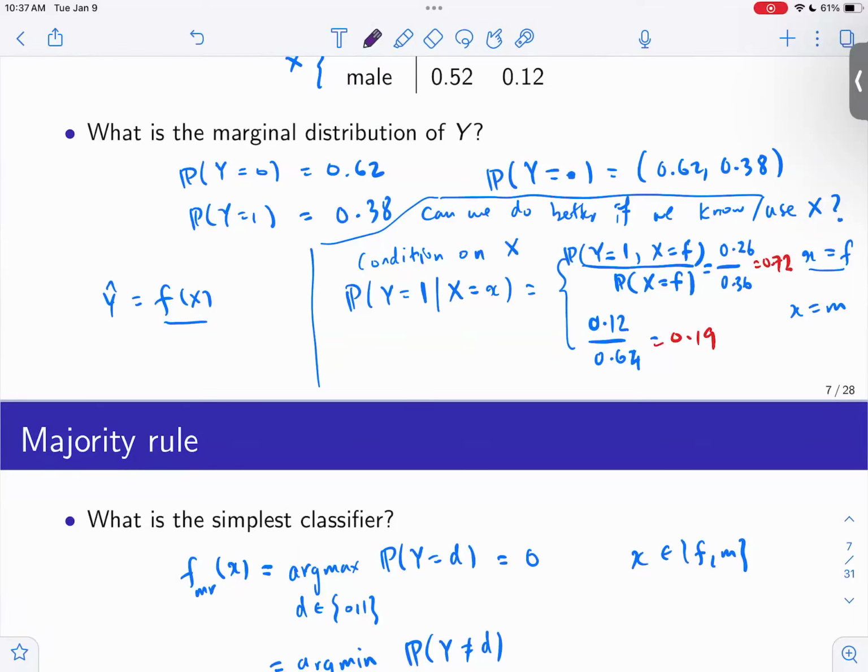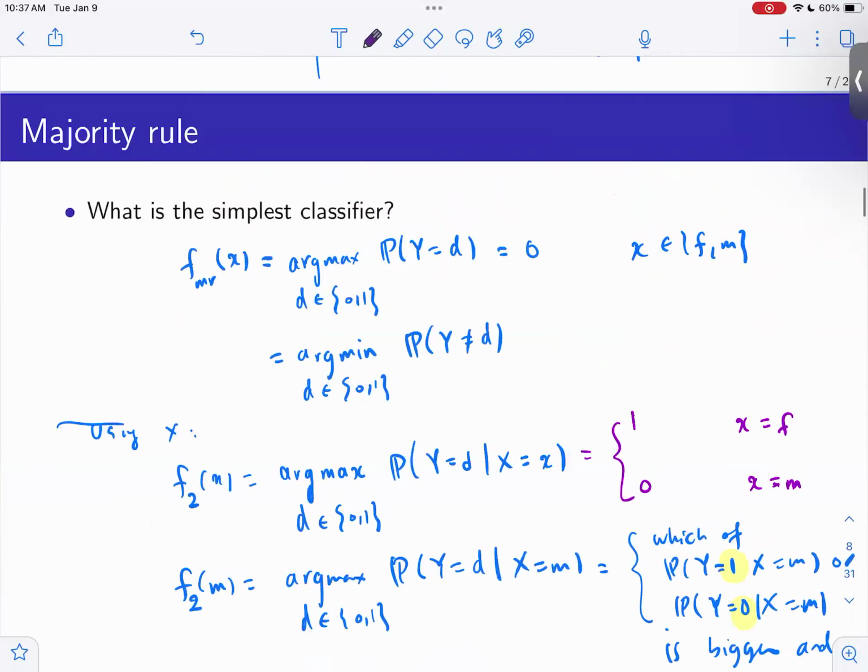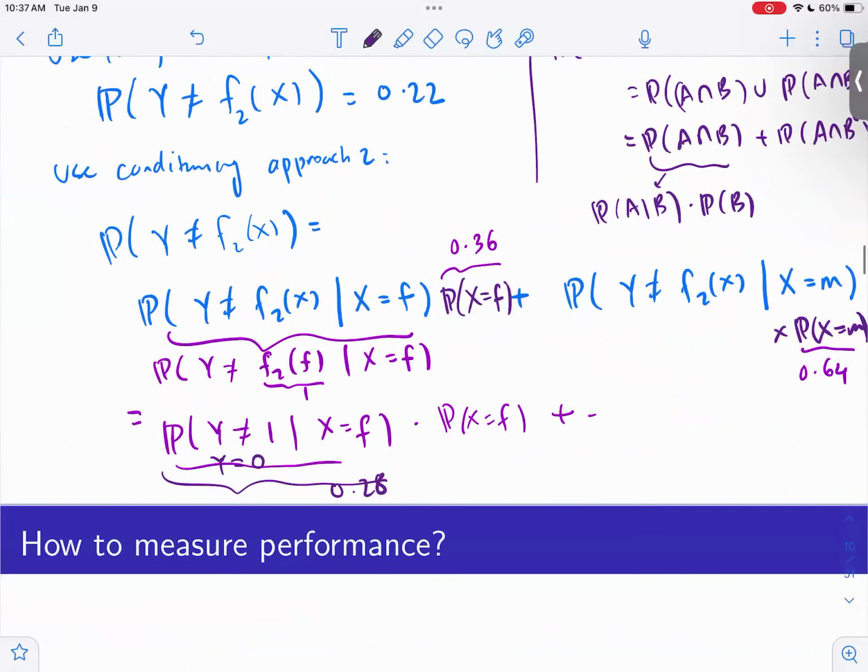The other one is going to be the complement of this. Sorry, our decision is, okay, that's problematic. So it's going to be 0.28. This is going to be the probability that y is not equal to the decision, in this case 0, times the probability that x is equal to m. So this was 0.36, this is 0.64. This is the probability that y is not equal to 0, which is the probability that y is equal to 1. That's what I calculated above, which is 0.19.